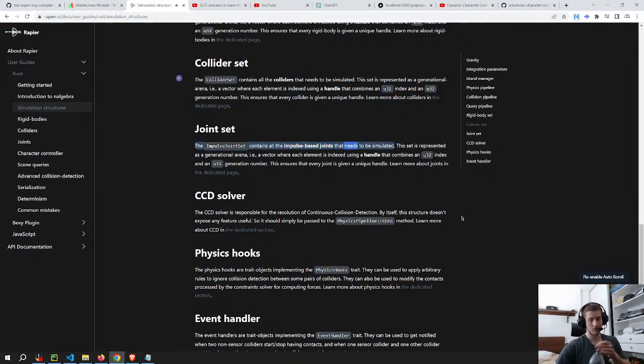The impulse joint set contains all the impulse-based joints that need to be simulated. This set is represented as a generational arena, i.e., a vector where each element is indexed using a handle combining a u32 index and a u32 generation number. This ensures that every joint is given a unique handle. Learn more about joints in the dedicated page.